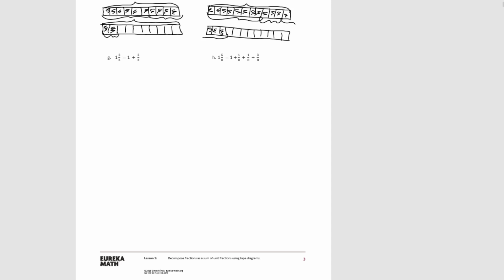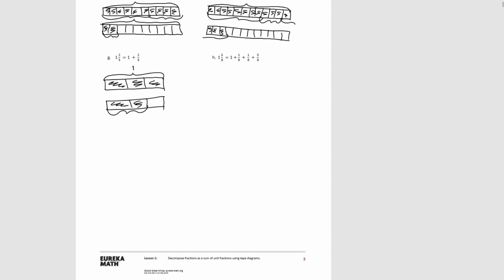Okay, moving on, try G. So we have 1 2/3, so we know that 1 is divided into 3 equal sized pieces. Our unit fraction is thirds. So we're showing first 1, which we know is 3/3. Then we need a second tape diagram to show 2/3. So our tape diagram is 1 and 2/3.